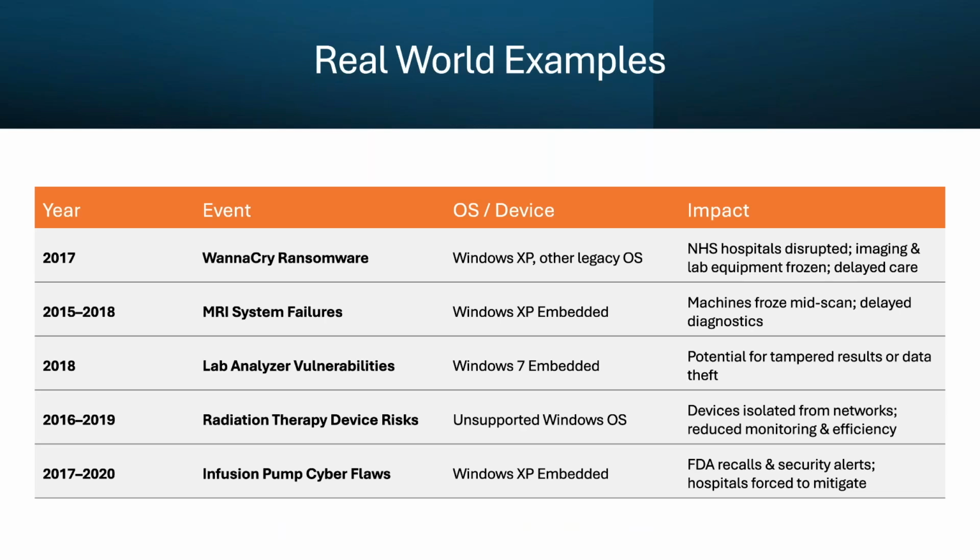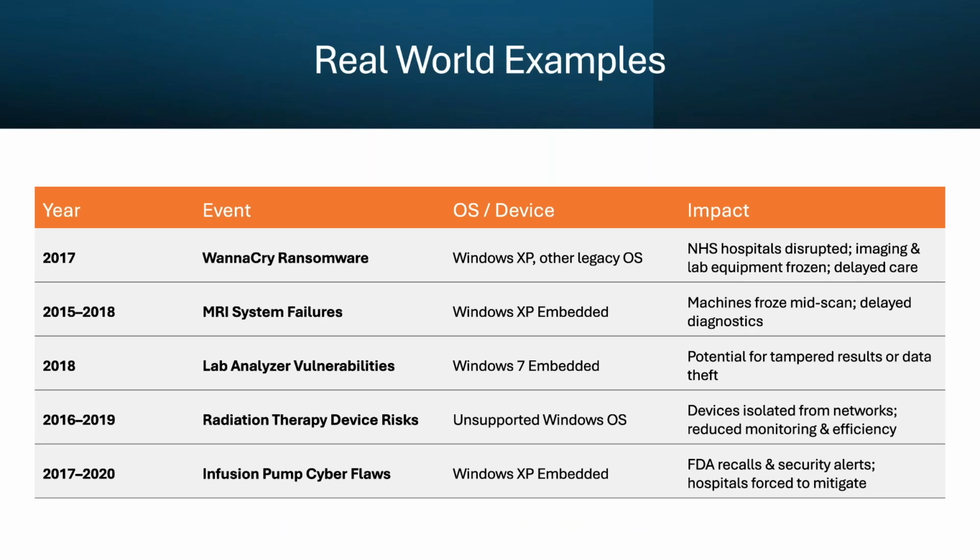This attack exploited a Windows vulnerability, encrypting files and demanding payment for decryption. In hospitals, it caused widespread disruptions, particularly affecting the UK's National Health Service. Imaging and lab equipment froze, diagnostics were delayed, and patient care was significantly impacted. Global estimates of damage range from $4 to $6 billion. Many of the affected devices were running Windows XP and other legacy operating systems.